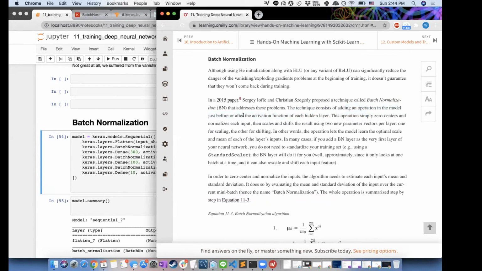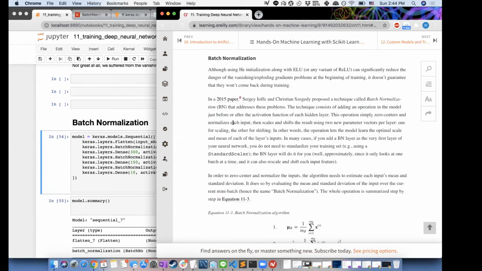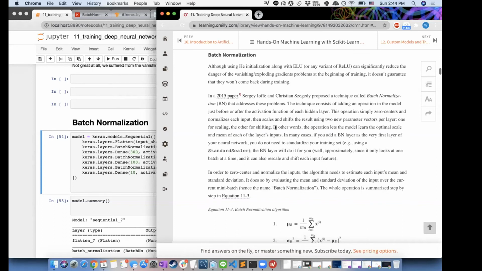just before or after the activation function of each hidden layer. This operation simply zero centers and normalizes each input, then scales and shifts the results using two new parameter vectors per layer, one for scaling, the other for shifting. In other words, the operation lets the model learn the optimal scale and mean of each of the layer's inputs.